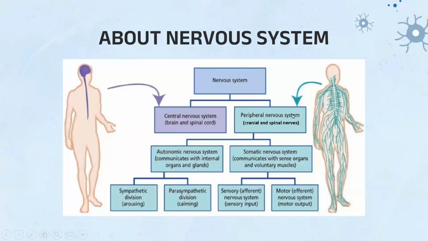However, the peripheral nervous system is further divided into autonomic nervous system and somatic nervous system, and each of these nervous systems are further divided into sensory and motor systems. So what I mean by that is that the autonomic nervous system is again divided into sympathetic division and parasympathetic division, and we'll get into that. And the somatic nervous system is divided into sensory and motor nervous system.